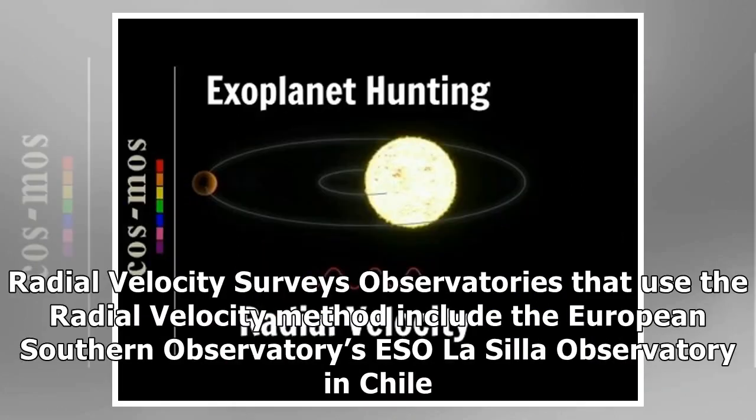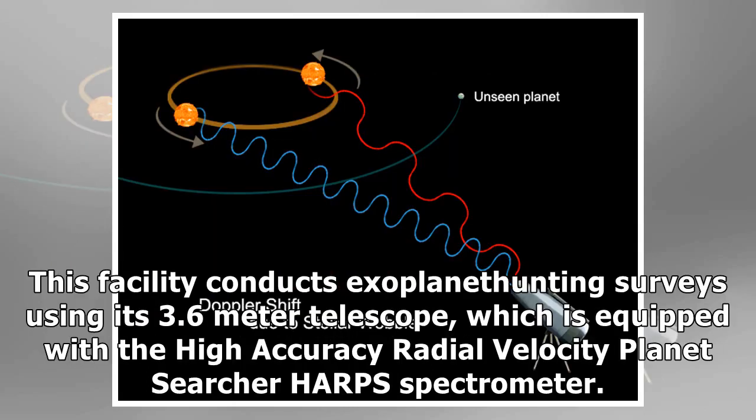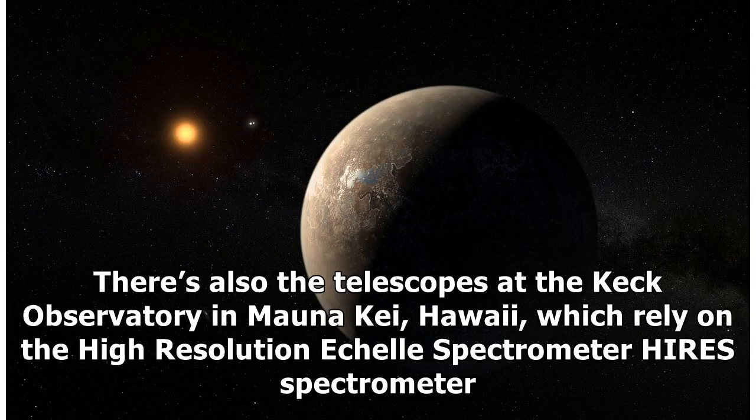Radial velocity surveys. Observatories that use the radial velocity method include the European Southern Observatory's La Silla Observatory in Chile. This facility conducts exoplanet hunting surveys using its 3.6-meter telescope, which is equipped with the High Accuracy Radial velocity Planet Searcher, or HARPS, spectrometer.